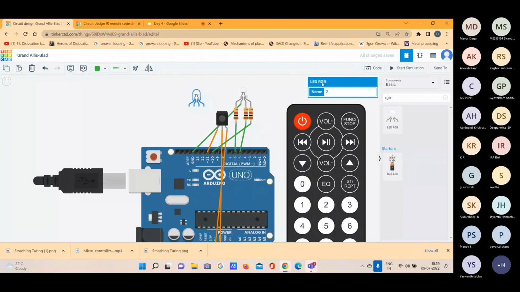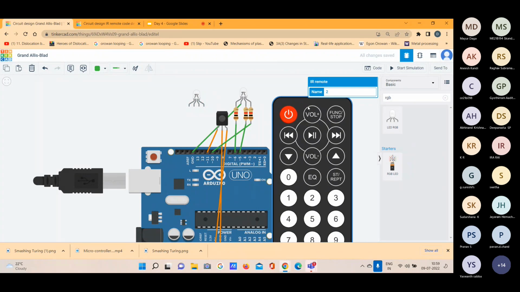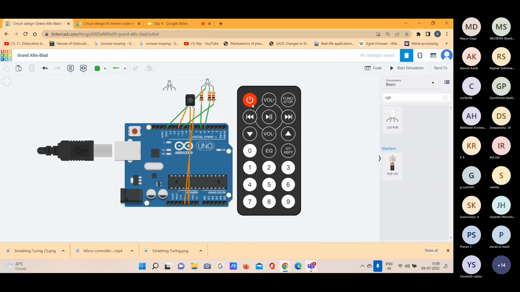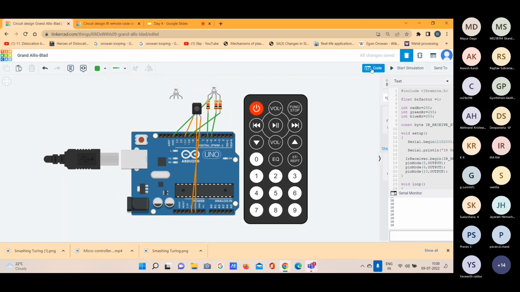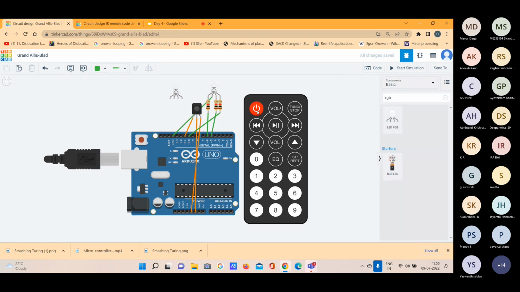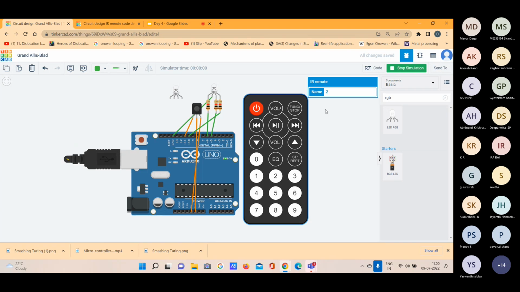Okay, so what I want my remote to do is to give white color when I turn it on. Okay, so I'll show you the simulation once.